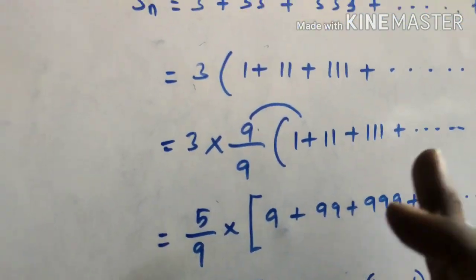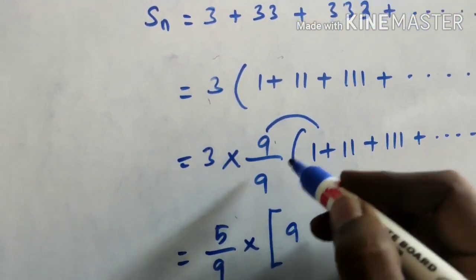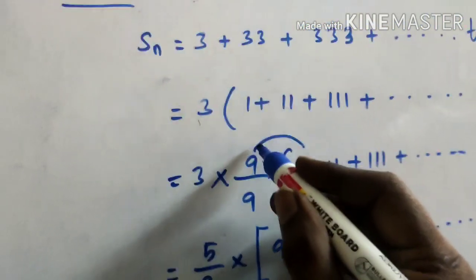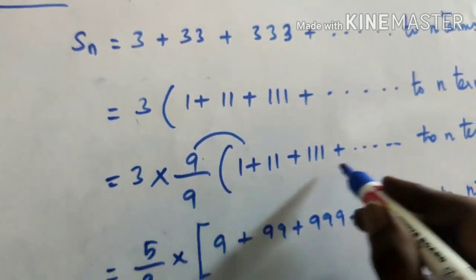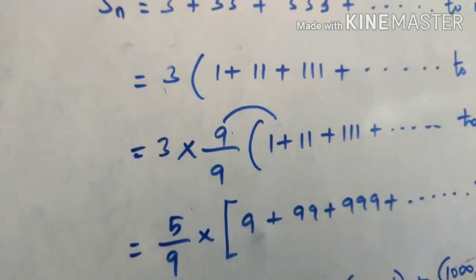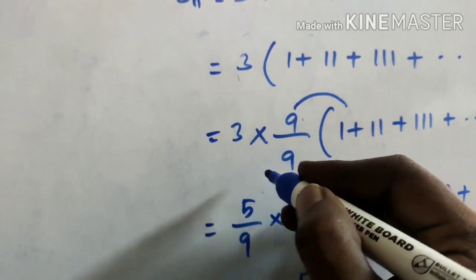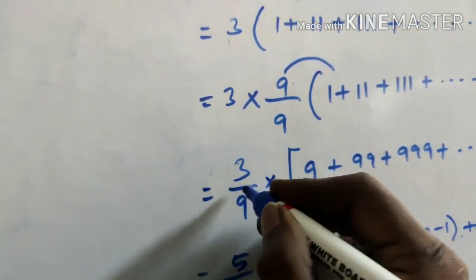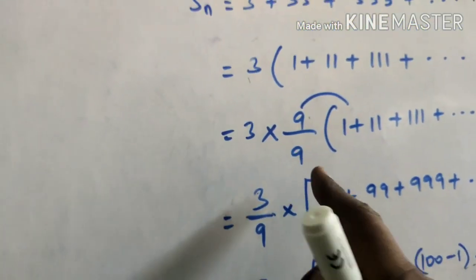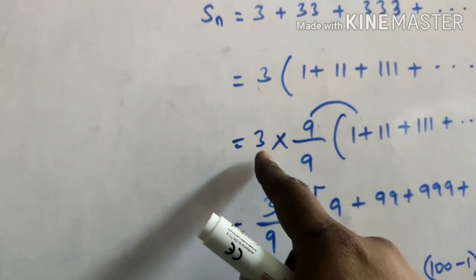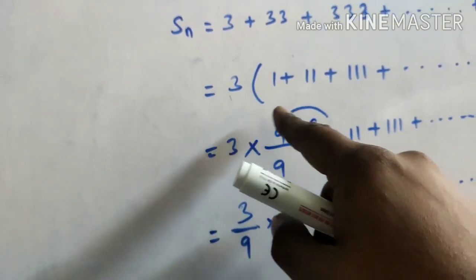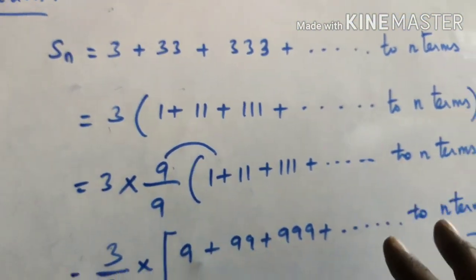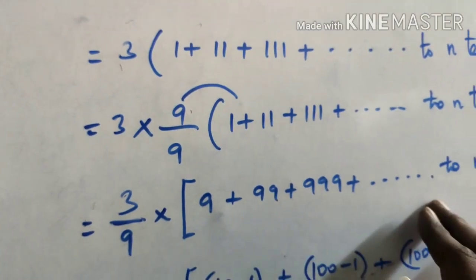Now see here, 9 by 9. The numerator 9, you can multiply with the series inside the bracket, and the denominator 9 will go to the denominator. See here, like a fraction, 3 by 9. This will be the denominator for 3 by 9, and this numerator 9 will go and multiply with the numbers inside the bracket, that is this series, and you will get this answer only.